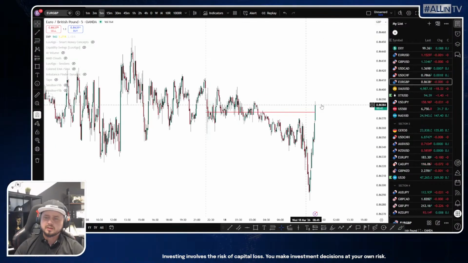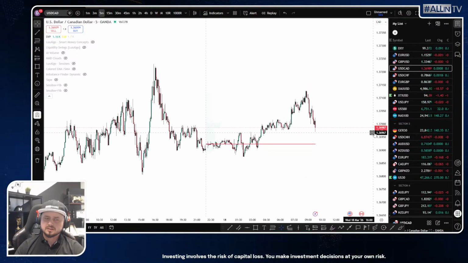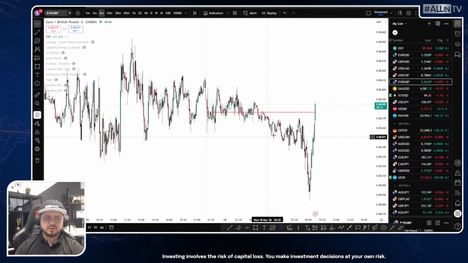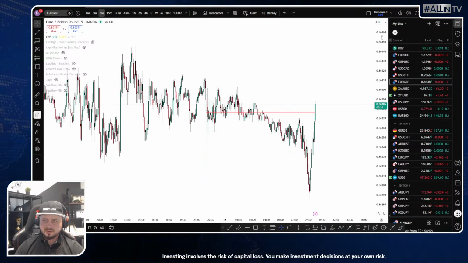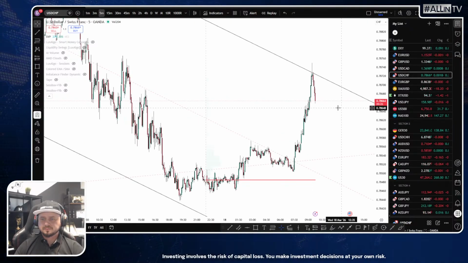Euro GBP, this is nice. If you are using API Asia strategy, you know that Euro GBP, you should be in profit. Nice one.